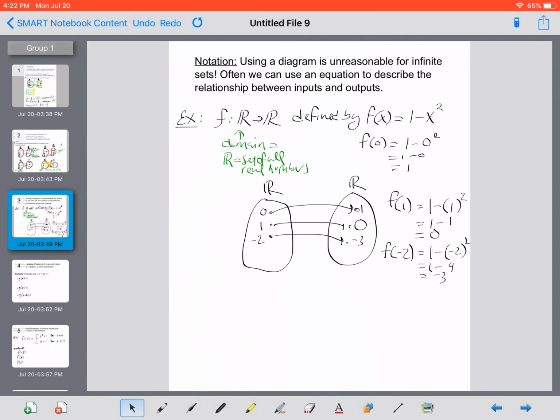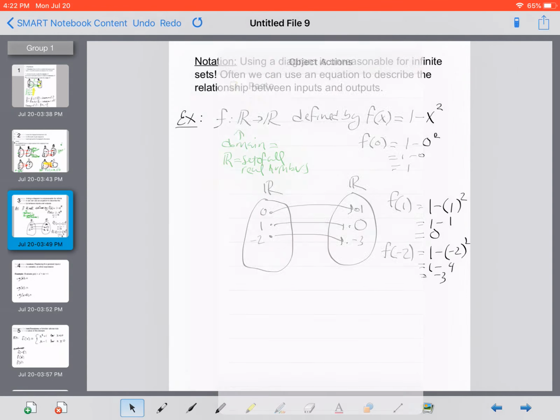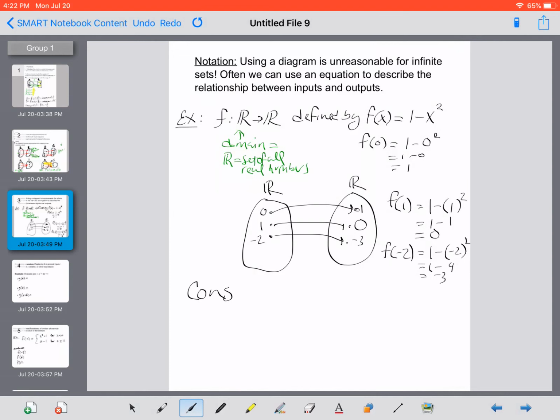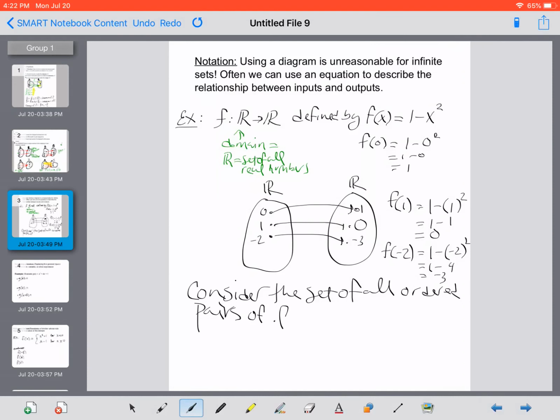Now, we'd like to have a better idea of what each element of the domain is getting mapped to, and we can't really do this infinitely many times, but what we can do is consider the set of all ordered pairs of the form some x value, where x is a real number, and then whatever the output is, f of x. And so, for example, we could look at the ordered pair 0, 1.